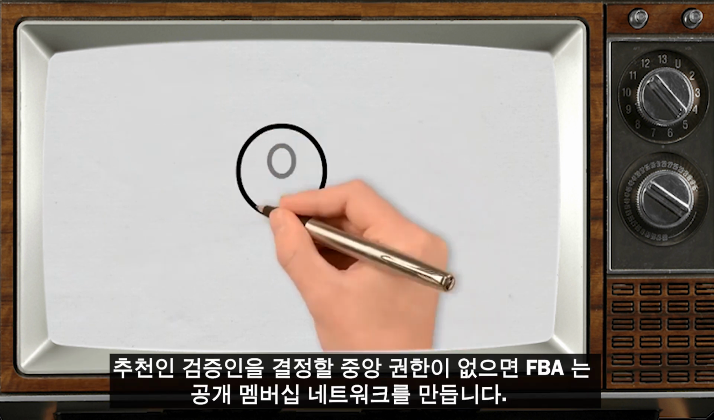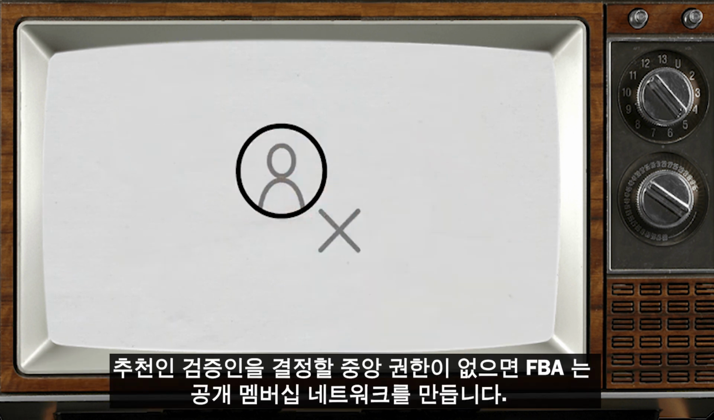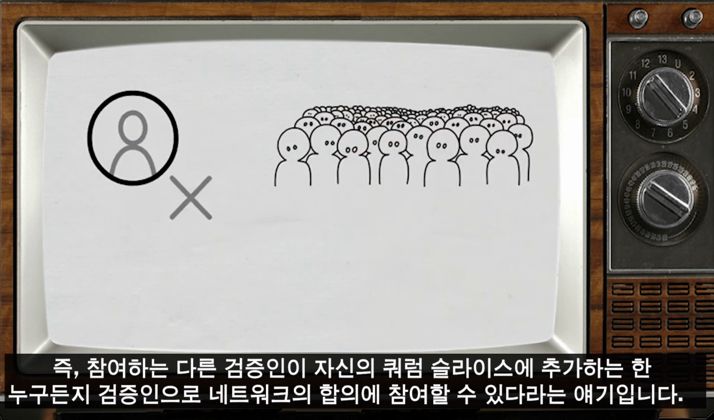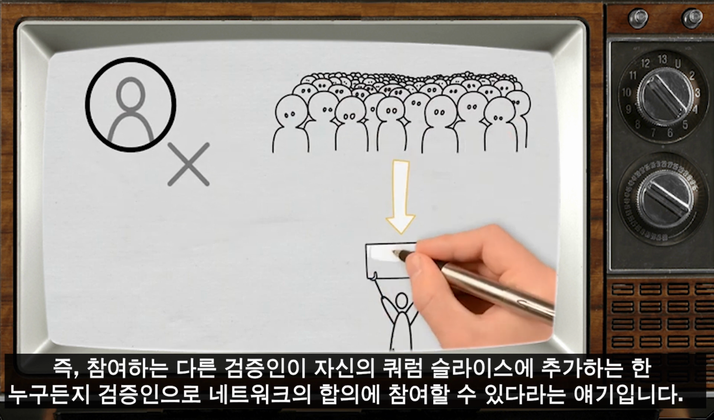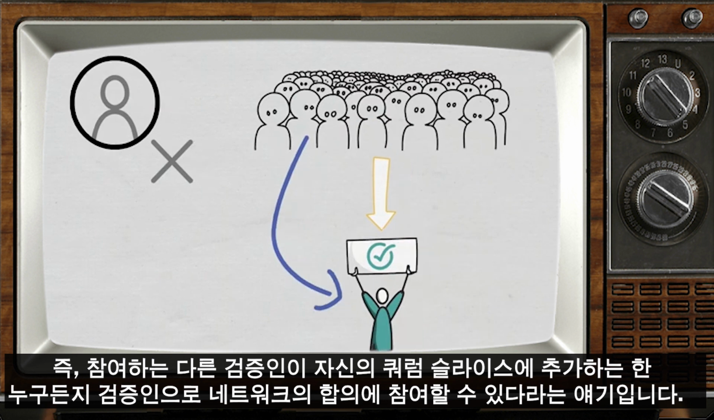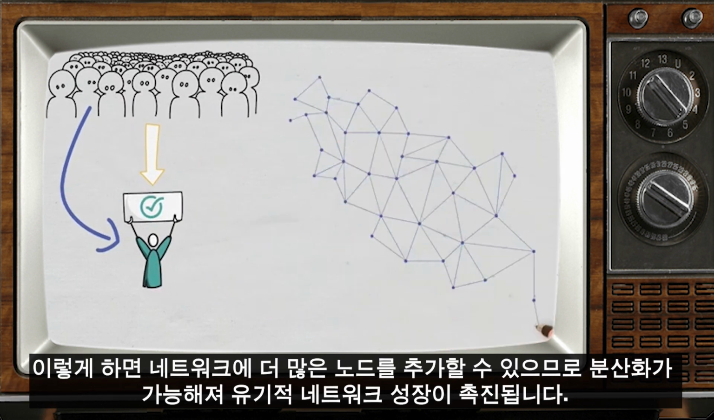Without a central authority to decide on the recommended validator list, FBA creates an open membership network. This means anyone can run a validator and participate in the network's consensus as long as any other participating validator adds them to their quorum slice. This further allows for decentralization as more and more nodes can be added to the network, promoting organic network growth.